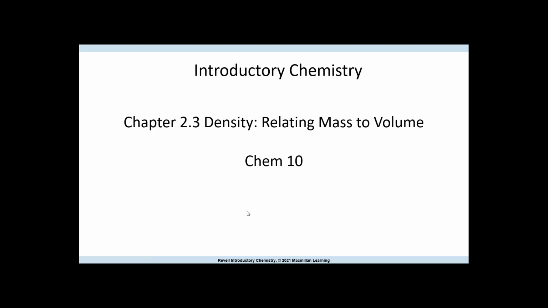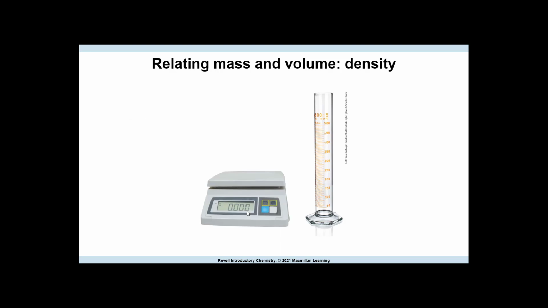We're looking at density, relating mass to volume. So relating mass to volume, we are dealing with mass. In mass, it's going to be grams usually, unless you have to convert to grams. And volume, which is mils, or for a solid we can use centimeters cubed.